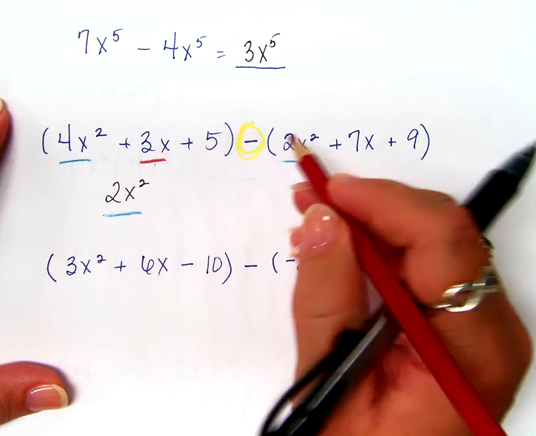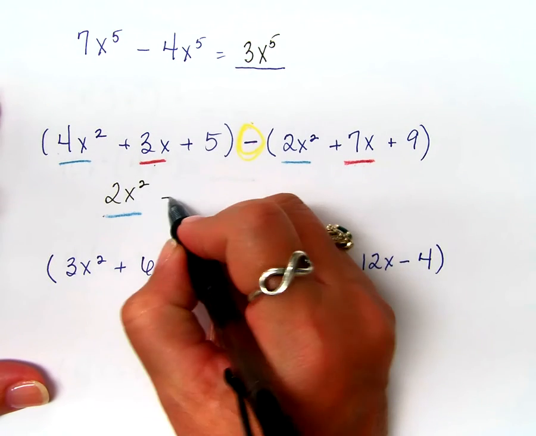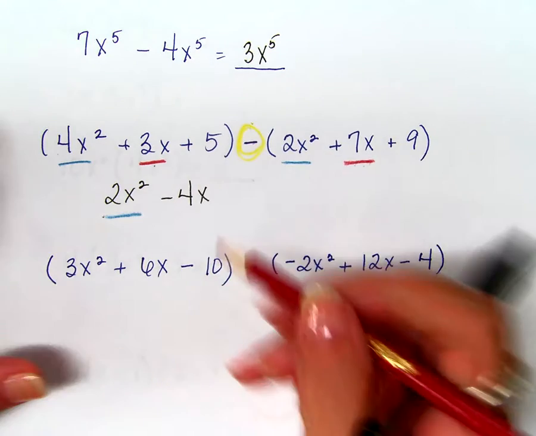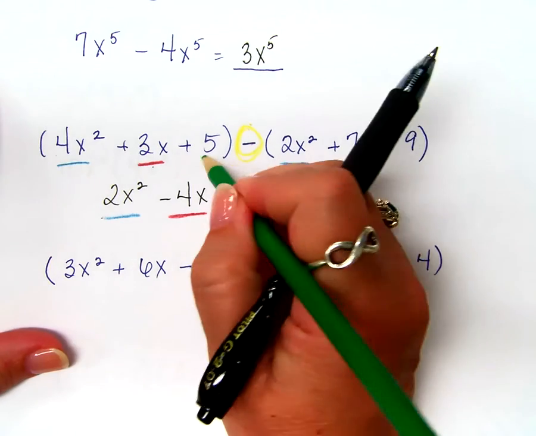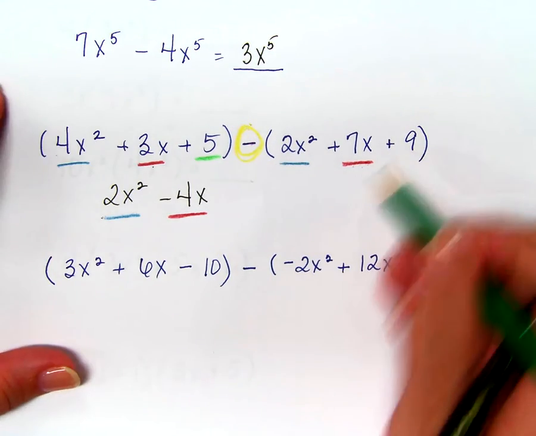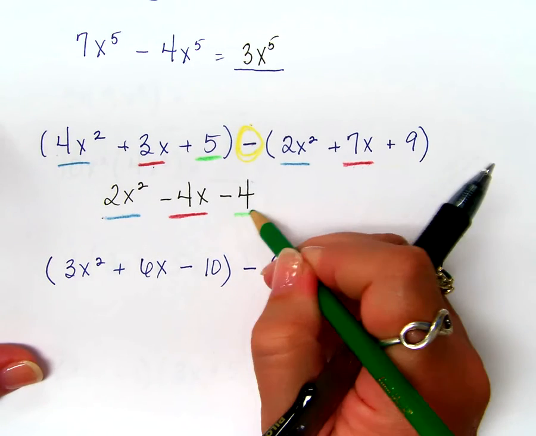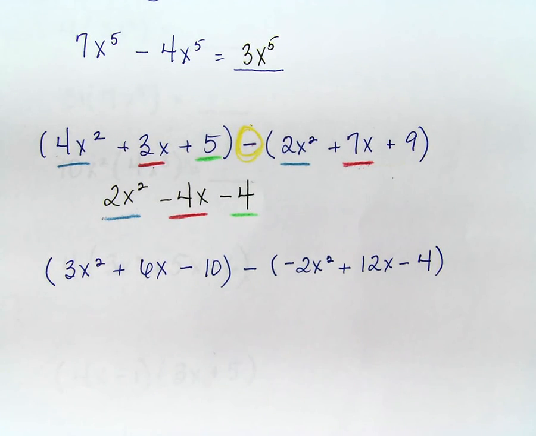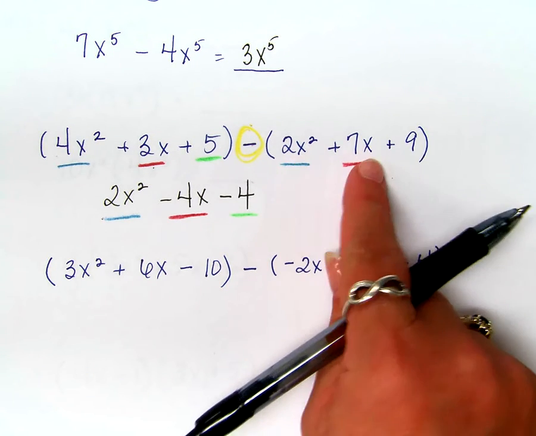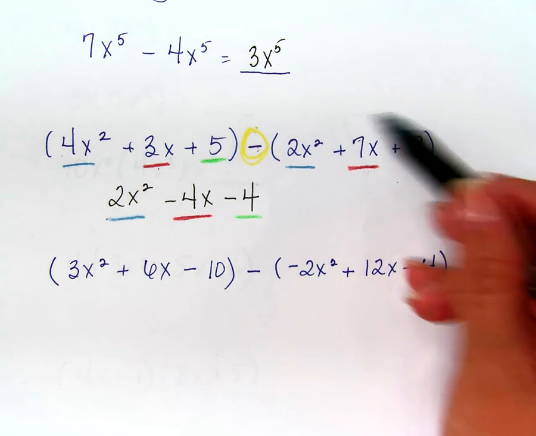3x minus 7x. Well, 3x minus 7x is negative 4x, right? Okay? See how we're subtracting each term? 5 minus 9. Well, 5 minus 9 is negative 4. All right? Now, that gets tricky sometimes because we are changing the sign of, aren't we changing the sign of every number? It's almost like we're distributing the negative sign to each term, isn't it?